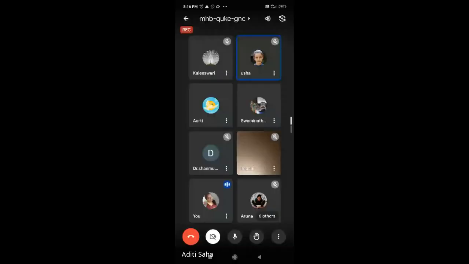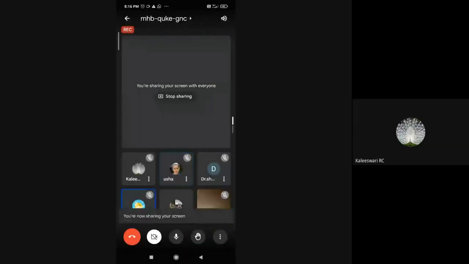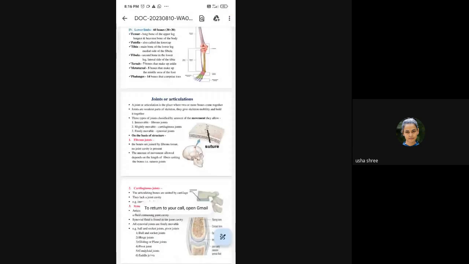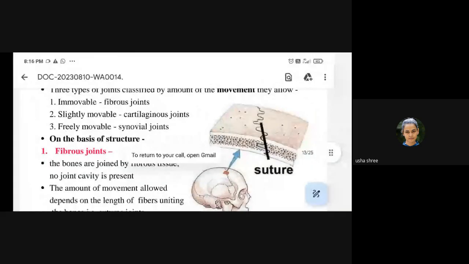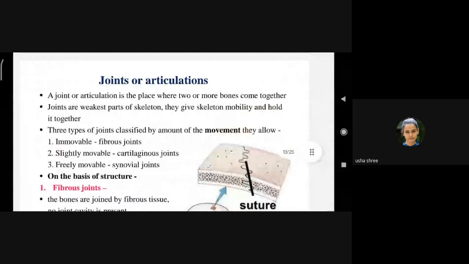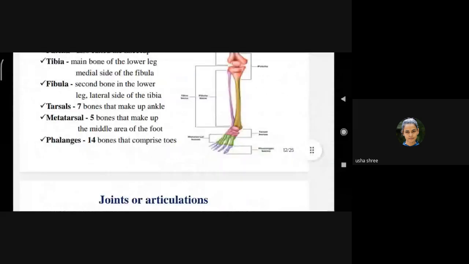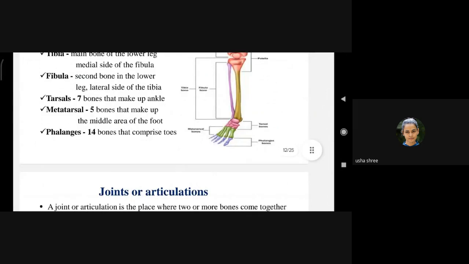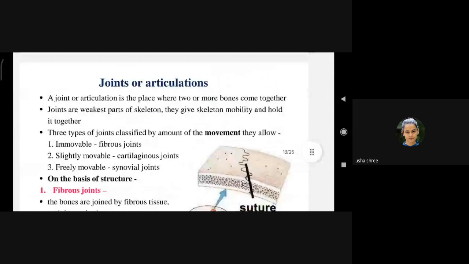I think you people understood it in the last class. So now we will proceed to the next. I'm sharing my screen. Is it visible? Yes, ma'am. Okay. In the last class, we discussed the lower limb. Now we will proceed to joints or articulations.